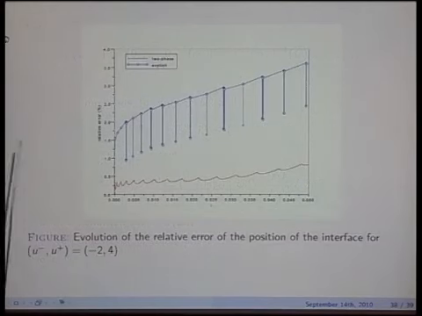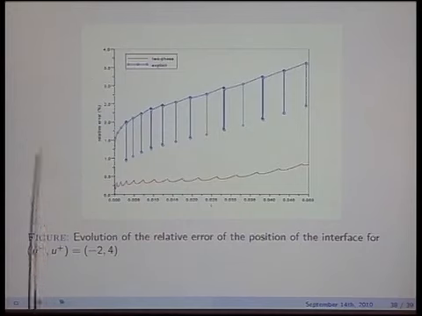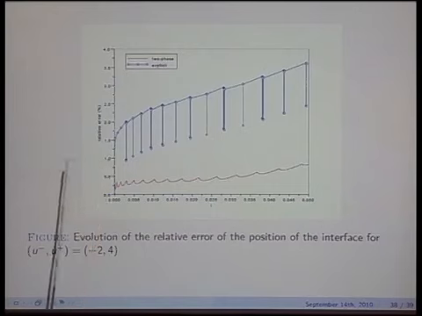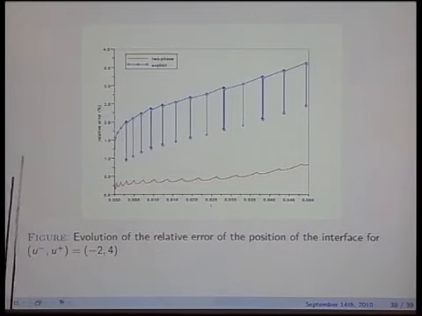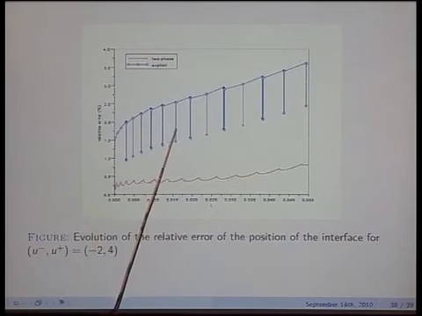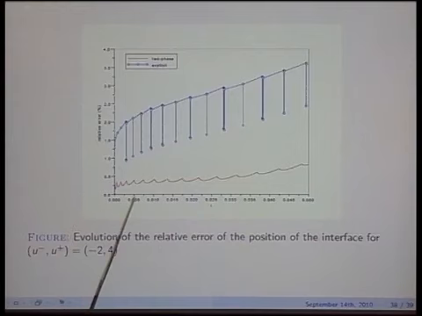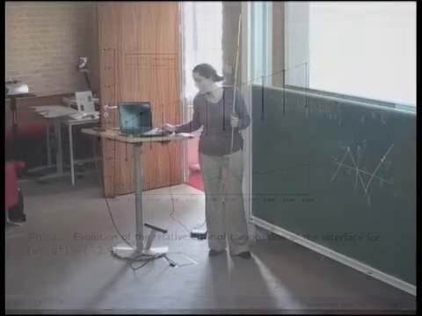So here is the relative error, in percentage, so it's very, very small. It's the relative error of the position of the interface with respect to the exact solution, the explicit solution of the Riemann problem I gave you. So you see that there are a lot of oscillations for the fully explicit scheme, and for the two-phase scheme, it's much, much more accurate.